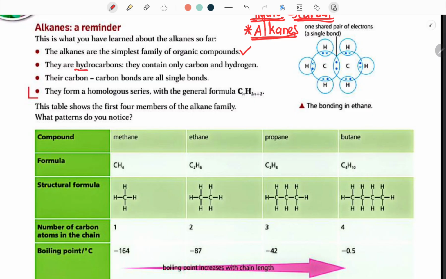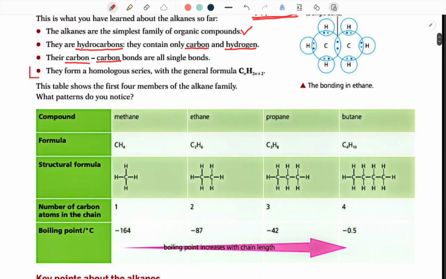They are hydrocarbons, like I mentioned. Why are they called hydrocarbons? Because they contain carbon and hydrogen. At the same time, they have single carbon to carbon bonds. In other words, all the bonds in this particular family are single bonds. They form a homologous series with the general formula CnH2n+2. So whichsoever organic molecule or compound under the alkane family which you want to make, it will always fit in this particular formula. Why? Because all the alkanes belong to the same homologous series.